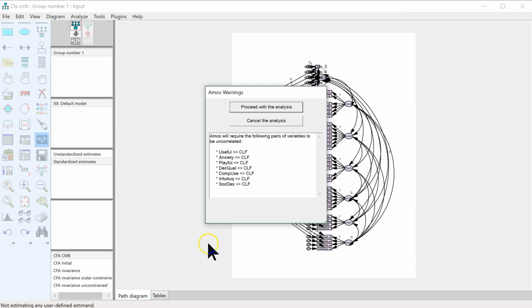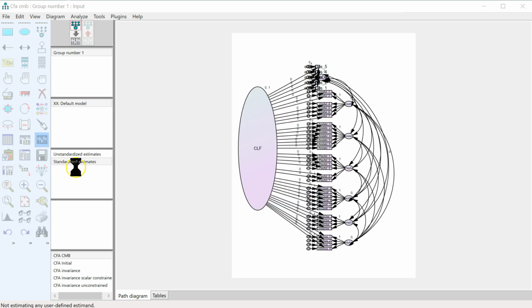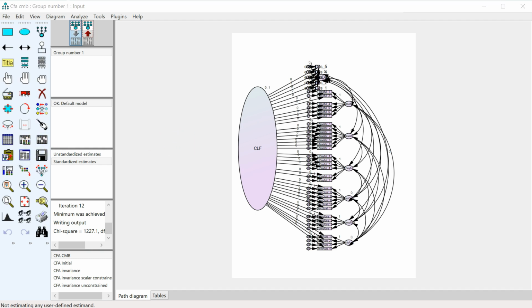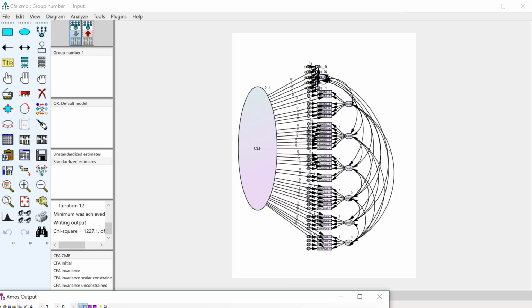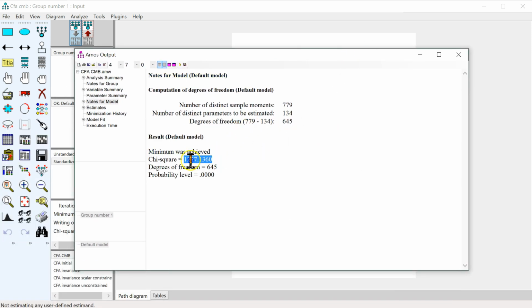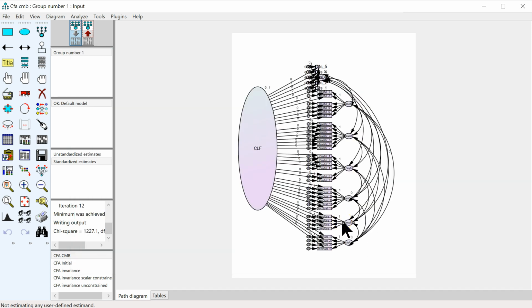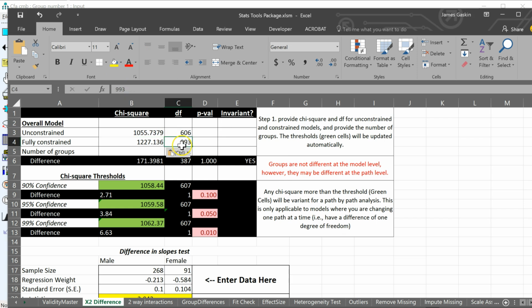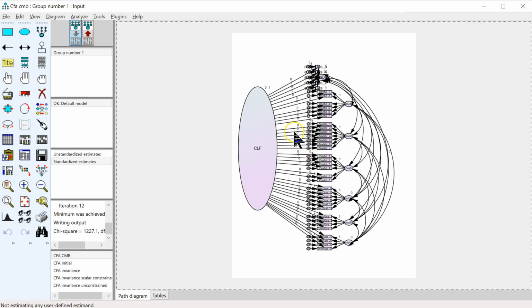All right, and now we run this and proceed. Get the degrees of freedom and chi-square. Where'd it go? Right here. Here we go. All right, chi-square is 1227 and 645. And the answer is no, these are not invariant. Invariance means they're the same. Are these the same? No. Which means, is zero common method bias plausible? And the answer is no. There is method bias going on.